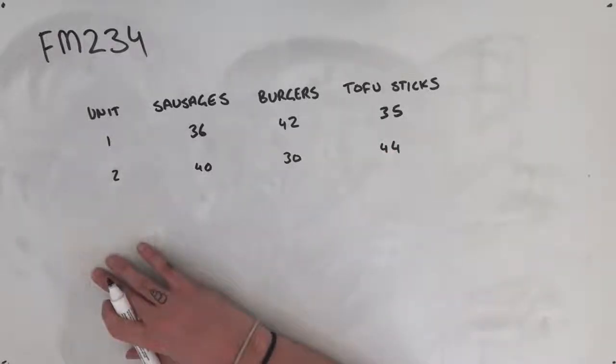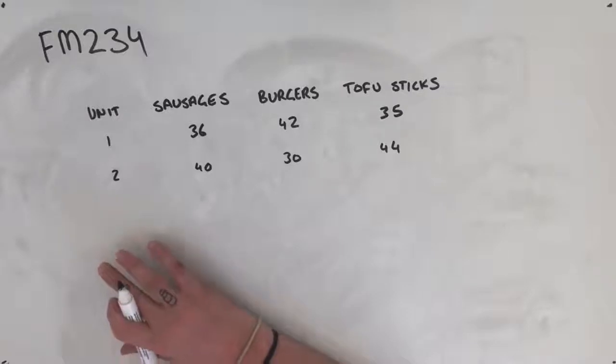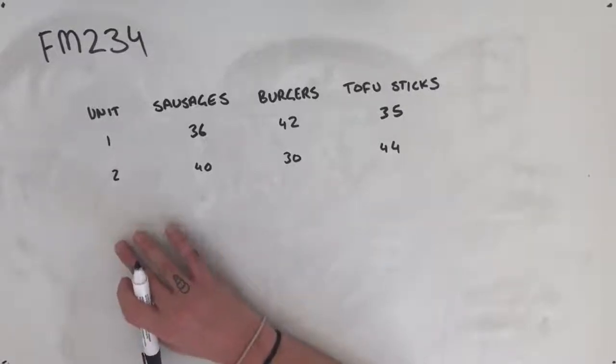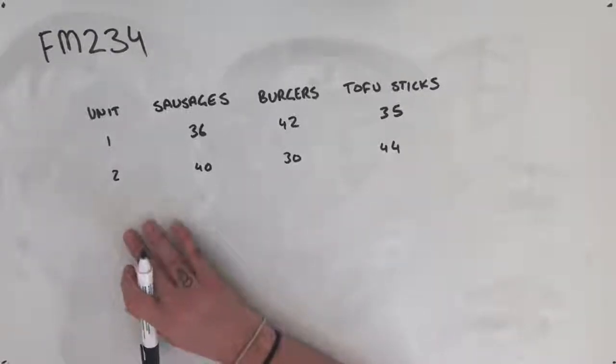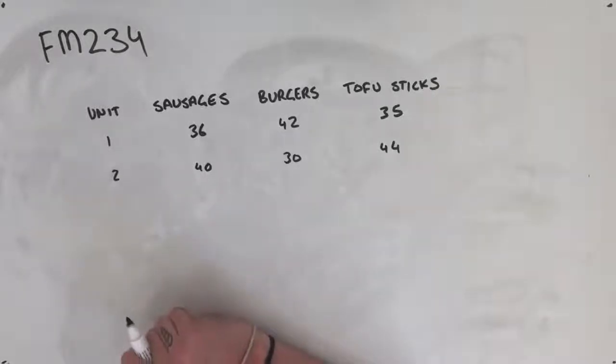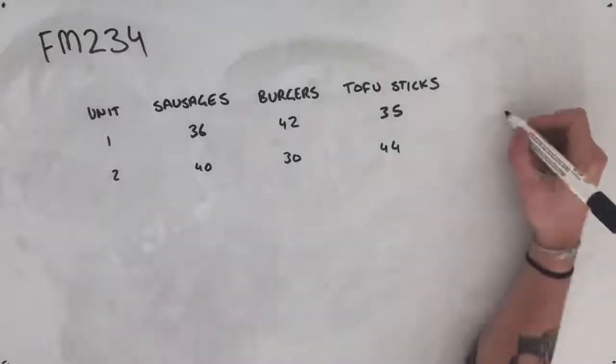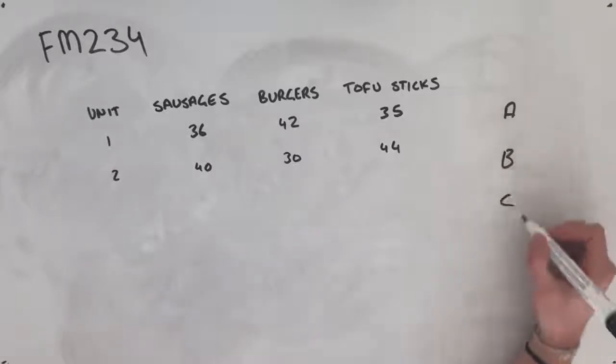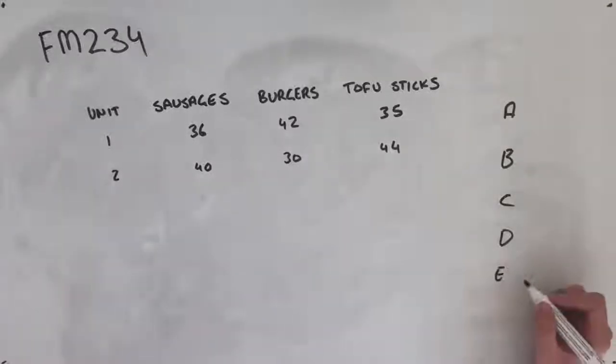The sausages were sold for $2 each, the burgers were sold for $2.50 each, and the tofu sticks were sold for $3.50 each. A matrix product that can be used to calculate the amount in dollars raised by each unit by selling delicious barbecue food is, and then we're given 5 options, A, B, C, D, and E.